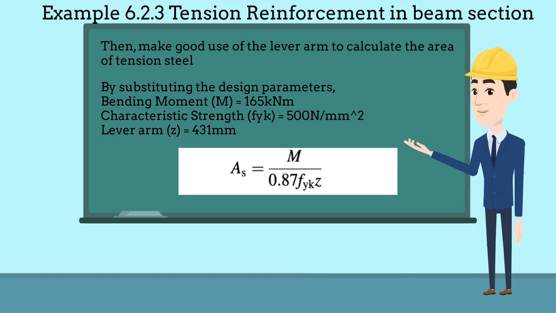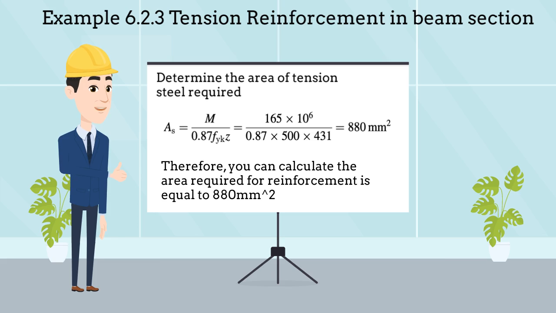By substituting the design parameters into the tension reinforcement equation, we can get the area of tension reinforcement needed. Here is the process of substitution. You can stop the video to watch the calculation carefully. As you can see, the area required for reinforcement is equal to 880 square mm.